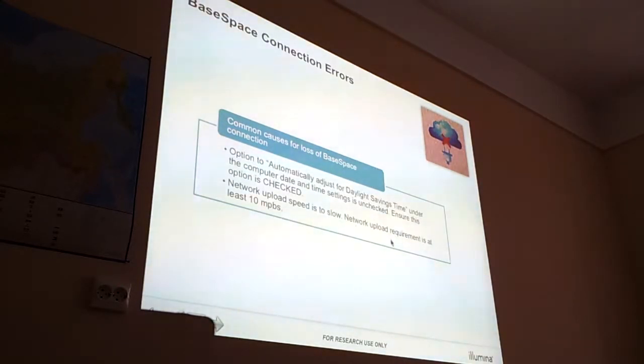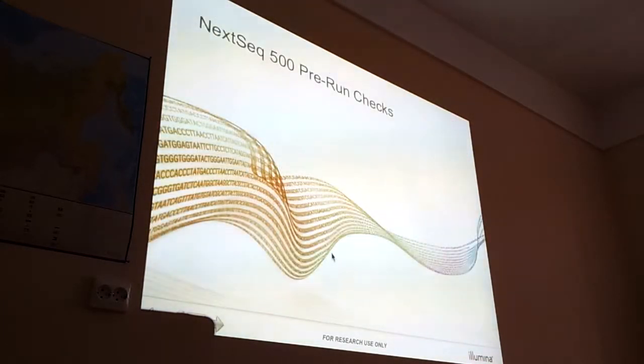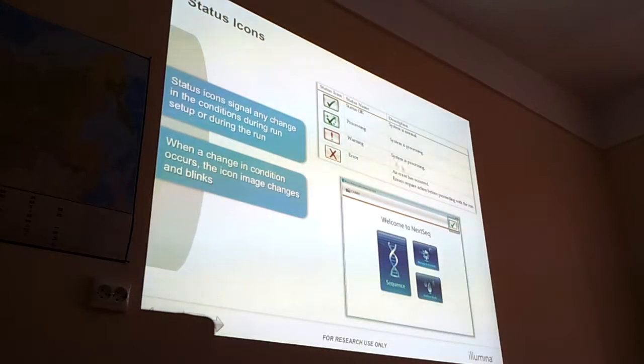And the other reason, of course, can be that the speed is slow or maybe there is no connection. It does the pre-run checks, and this is the same as for MiSeq, exactly the same. So you have OK, here it is working, this is a warning, still it is continuing, and only if it's like this error, then it will stop. Yeah. So you need to do something before you can continue.